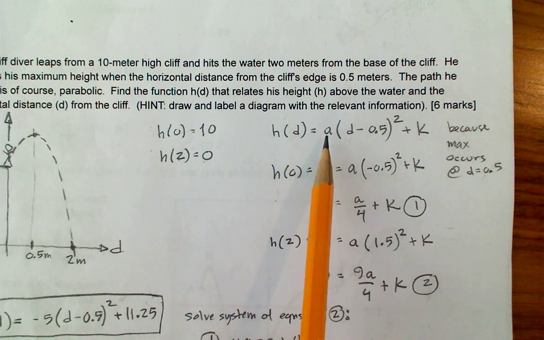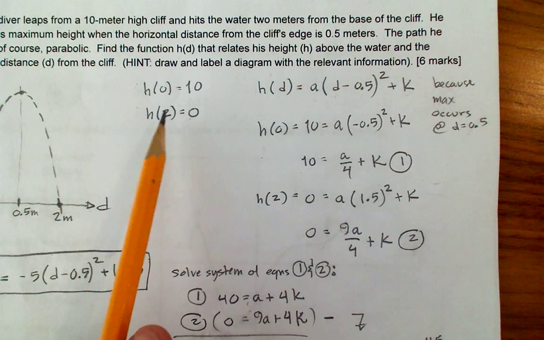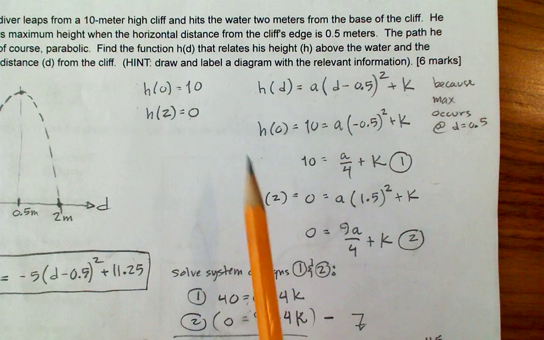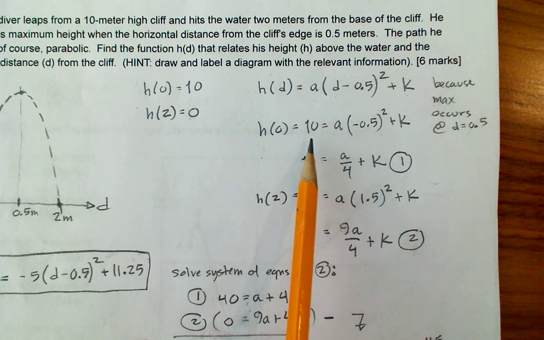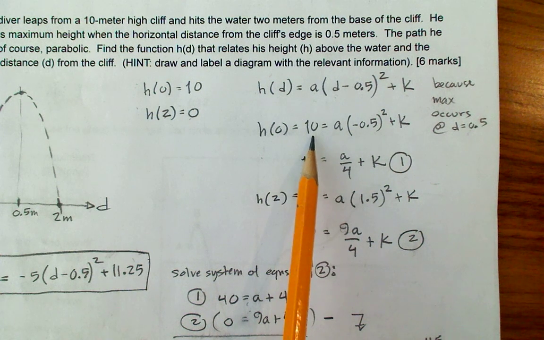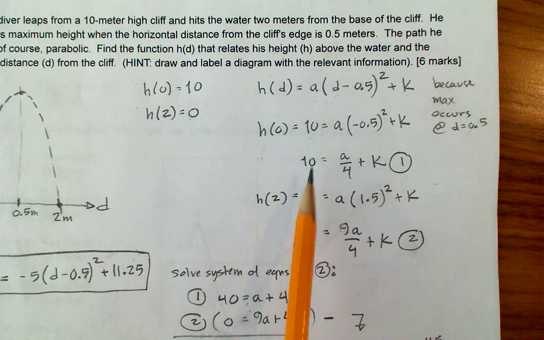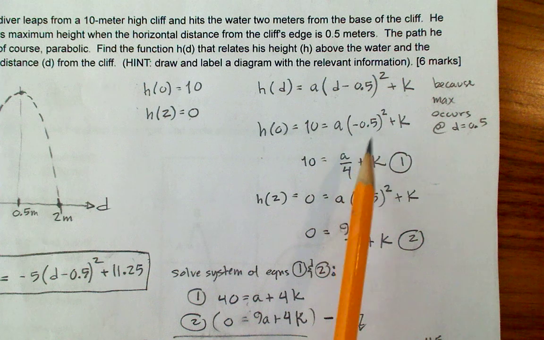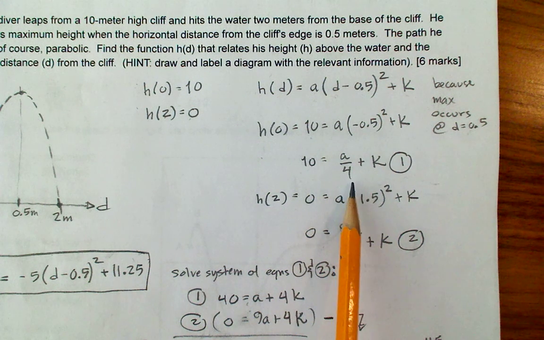So I do have these two things, a and k, that I need to find, and it's useful that I have two pieces of information to do it. So I'm going to use the first piece of information, h of 0. I know that that's equal to 10. And so when I plug 0 in for d over here, I just get a negative 0.5. And then I can do a little rearranging here, and when I squared negative 0.5, I got 0.25, and I just wrote it like a fraction here.